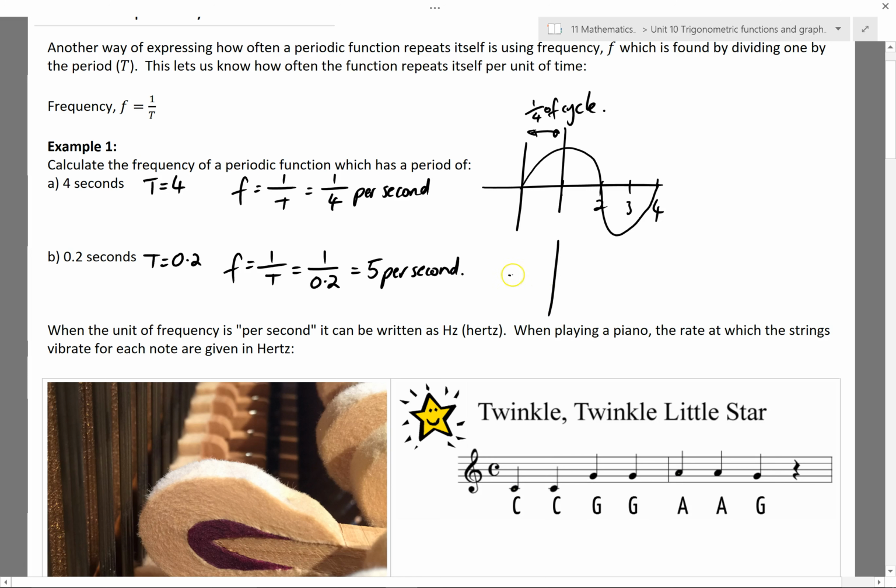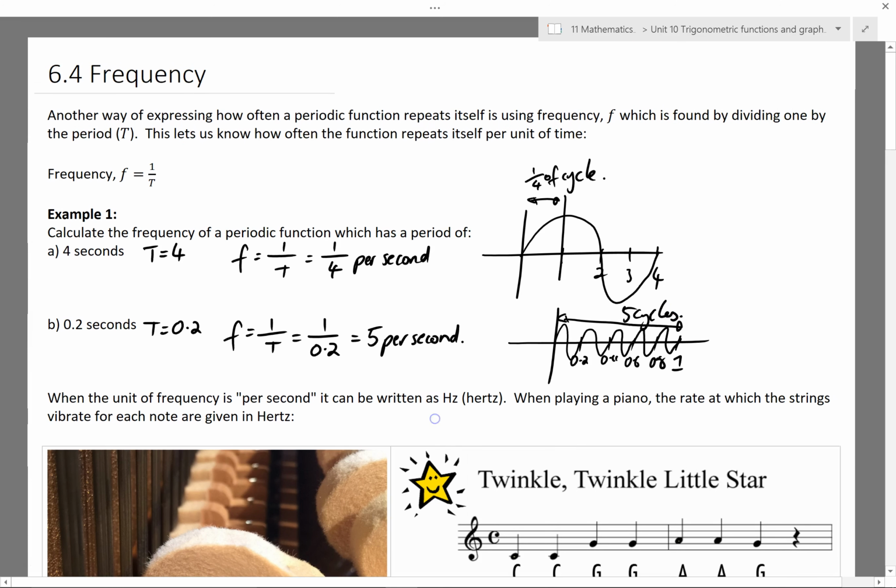What does this mean? My period of 0.2 means that this is going to repeat itself 5 times in 1 second. So if I'm using the sine graph example, we see that in 1 second we encapsulate 5 cycles. It's the whole idea of frequency.